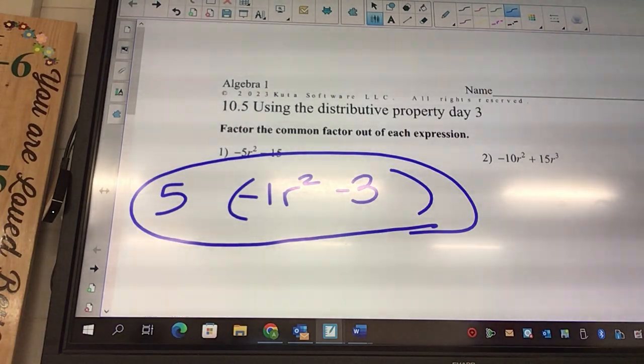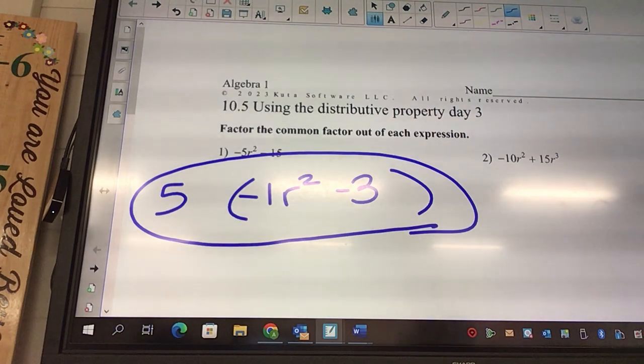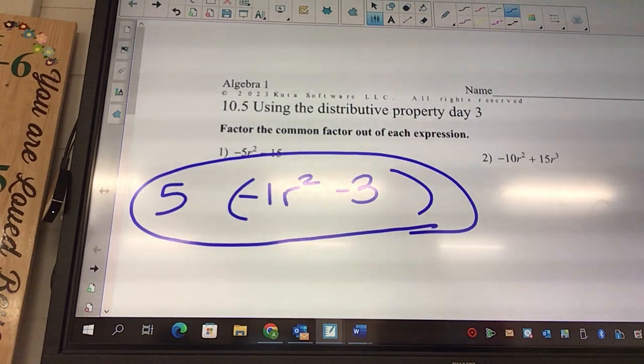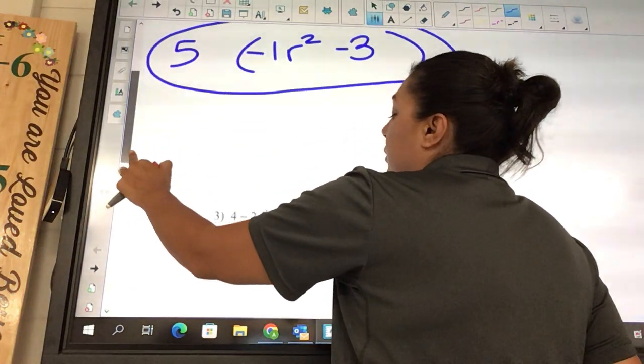I would say if your numbers are probably less than 15, both of them up there, you should be able to do it in your head. However, if you're not good at that, that's okay. Use the tree method, okay? But you should be able to do them in your head.